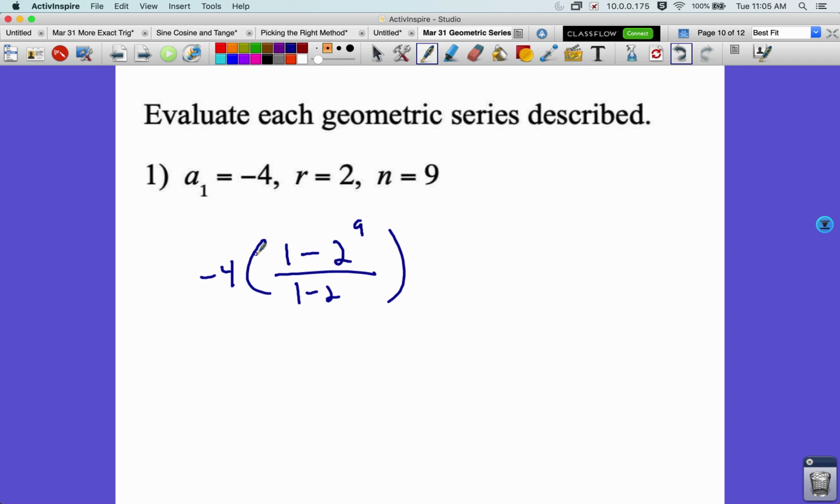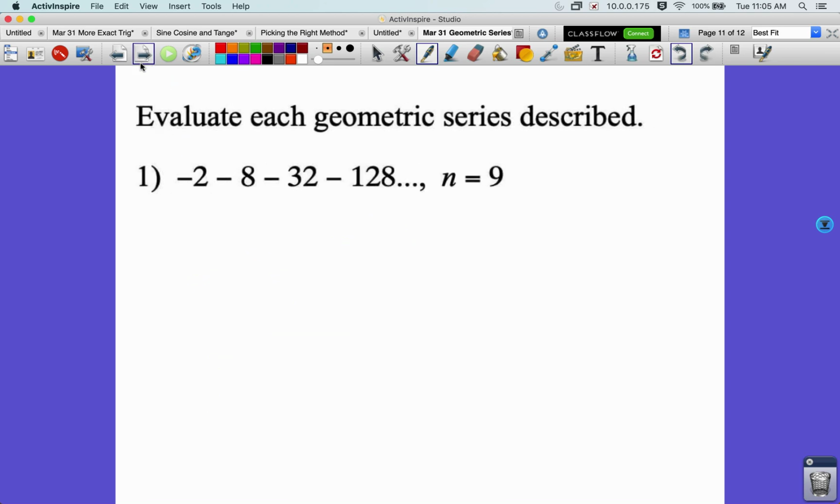All right, negative 1. Did you get negative 2044? Okay, if you didn't, you must be plugging this in wrong. Go back and double check that you're doing your order of operations right.